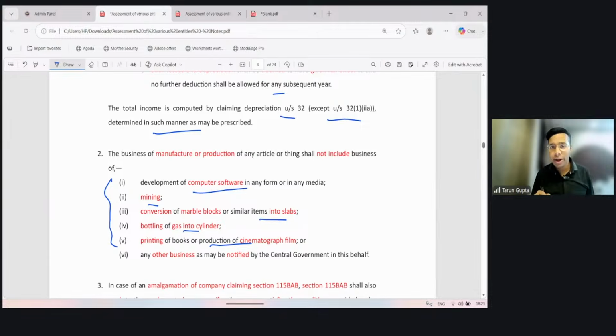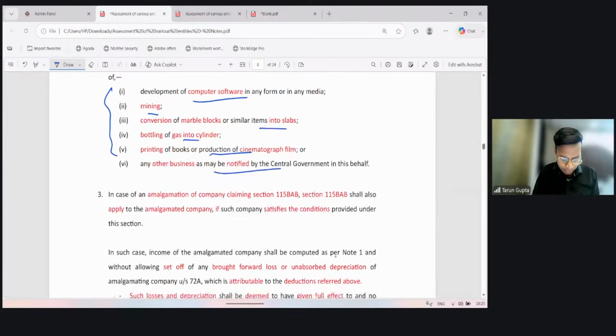So it avoids litigation. There is no litigation, as the Act specifically provides that the benefit is not given to these five types of companies, or any other business notified by the central government.